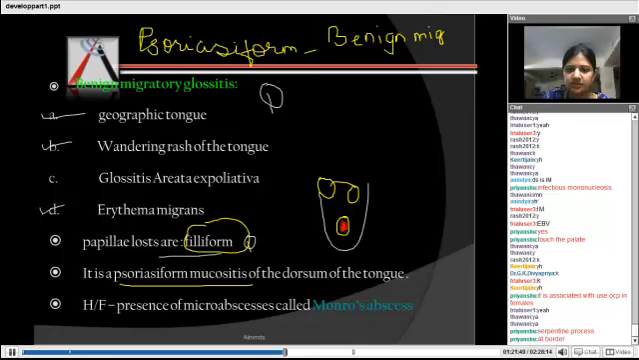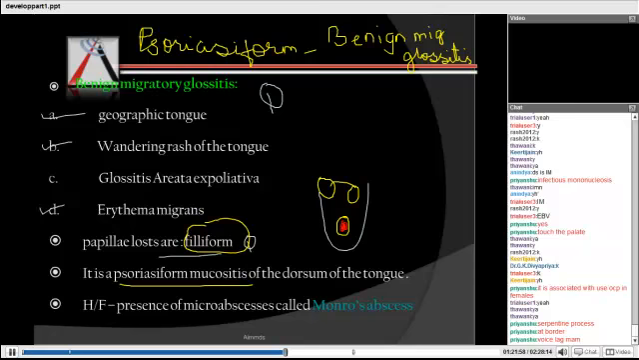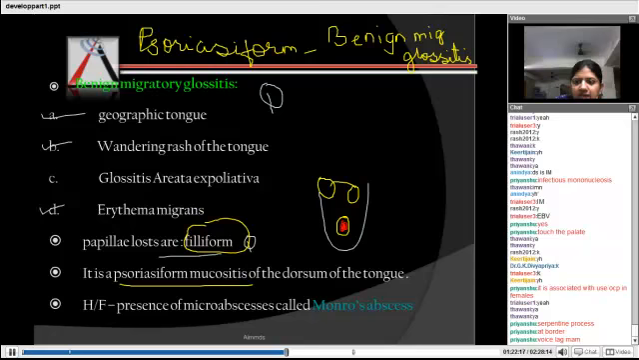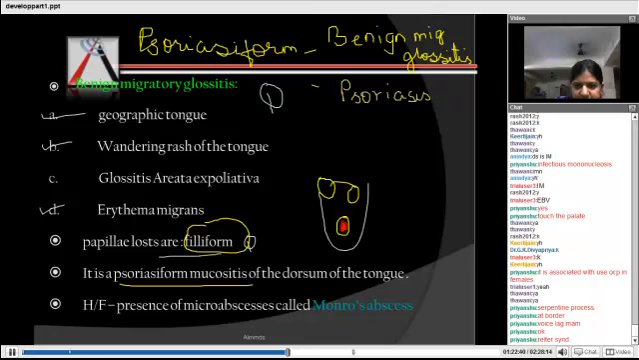What are the other psoriasiform lesions? Benign migratory glossitis is one. Okay, I was asking you all a question on what are the other lesions that come under psoriasiform lesions. One is benign migratory glossitis, psoriasis, and Reiter's syndrome.